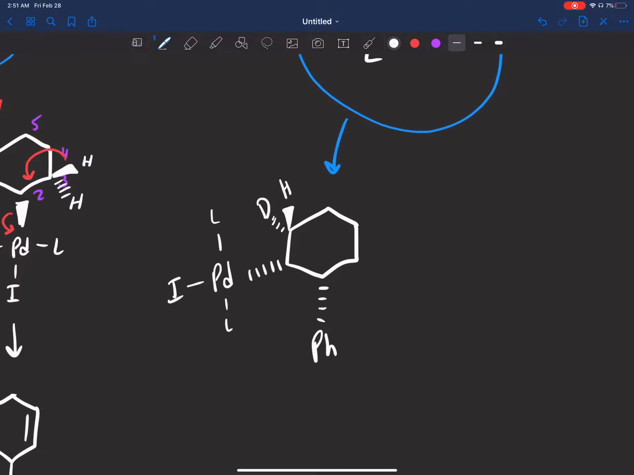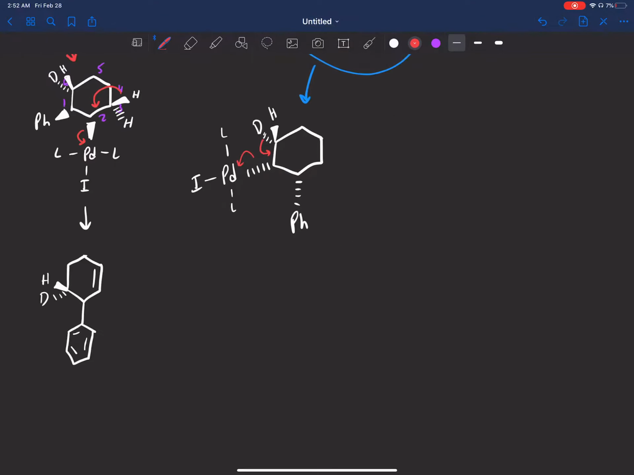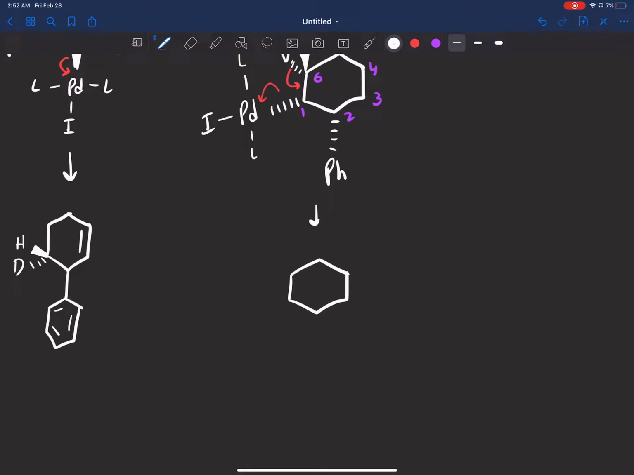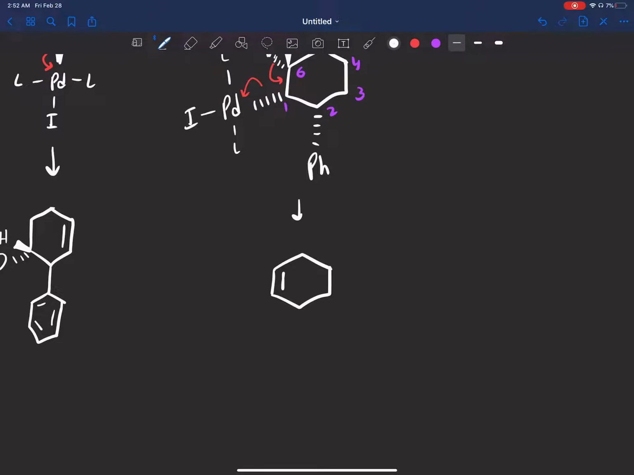Now, we've got to do our syn elimination, our beta-hydride elimination. In this case, my metal is dashed, so the deuterium, which is dashed, will be the one that's kicked out. This comes down, kicks the palladium out, so we form a double bond. And we're going to form it like this. And actually, before I even do it, let me just number the carbons so it's not confusing. 1, 2, 3, 4, 5, 6. Okay? So the double bond forms right there.